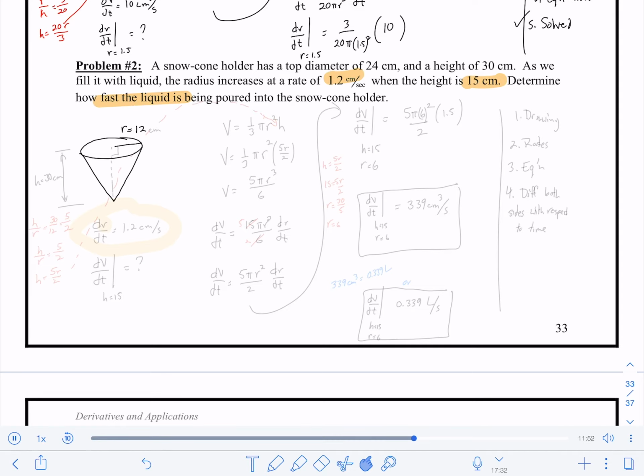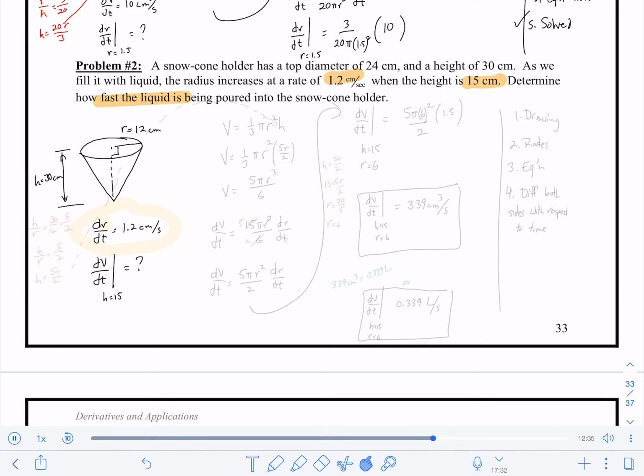And then I'm going to fill in the dimensions. In this case, the radius is 12 centimeters, half of 24, and the height of this thing is 30. Remember that the height is measured as a line from the center of the circle to the bottom, and that we're going to be using some similar triangles. So there's our diagram. Next is the rates, and we've been given dr/dt as 1.2 centimeters per second. We're supposed to find dV/dt, the rate at which it's being filled when the height is 15. And that's what we don't know.